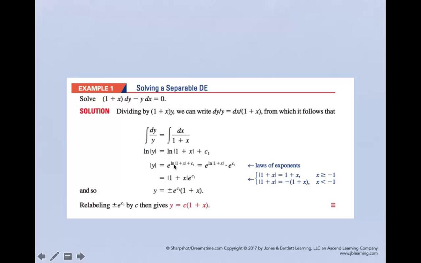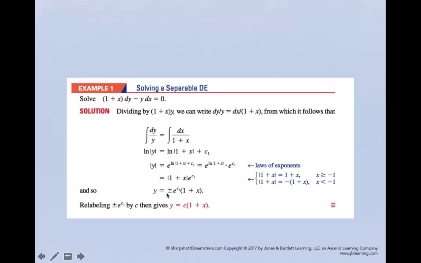So I can rewrite this sum, ln of 1 plus x plus c1, as e to the ln of absolute value 1 plus x times e to the c1. And then this, of course, applying the property of exponents, just becomes the absolute value of 1 plus x. And then you have to think about what to do with these absolute value signs, because obviously y could be negative, x could be positive or negative, y can be positive or negative, and just depending on the relative combinations, we could come up with a plus or minus sign here.